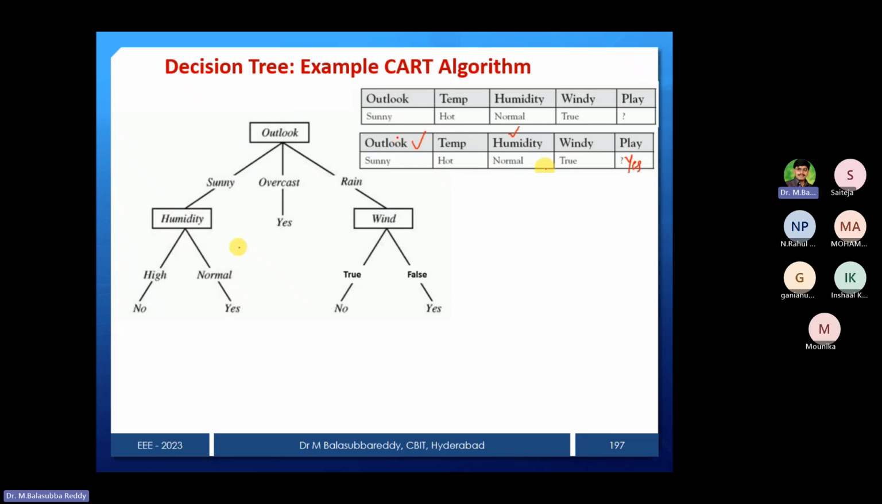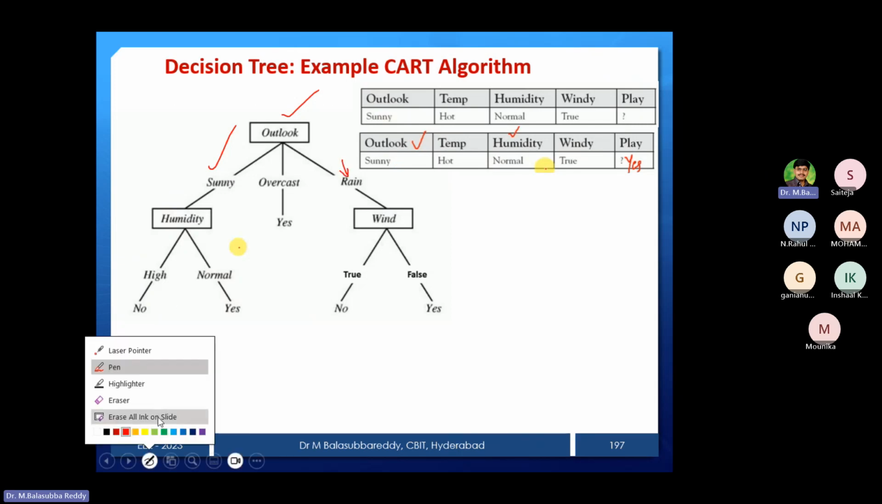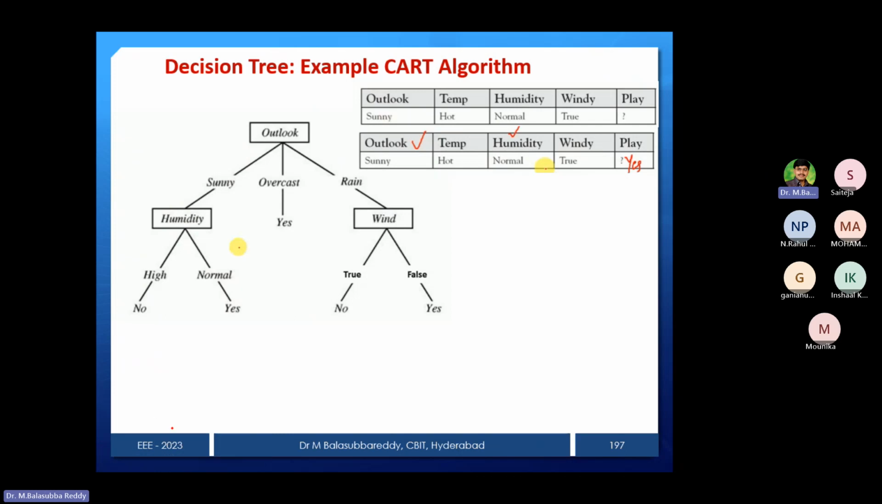You can see we start with outlook because the given data is sunny. Then you have to go to the left hand side. Suppose it is mentioned outlook is rainy, then you have to come to this side. Like that, you can move step by step and identify the final leaf node. So outlook is sunny, I took outlook, it is sunny. Then temperature is not here, that's why we don't want to go that side.